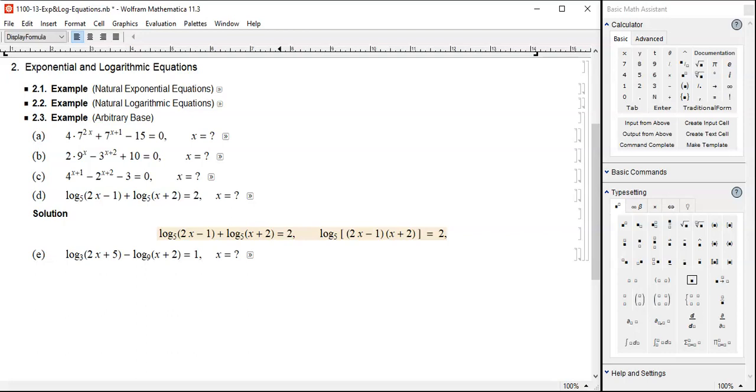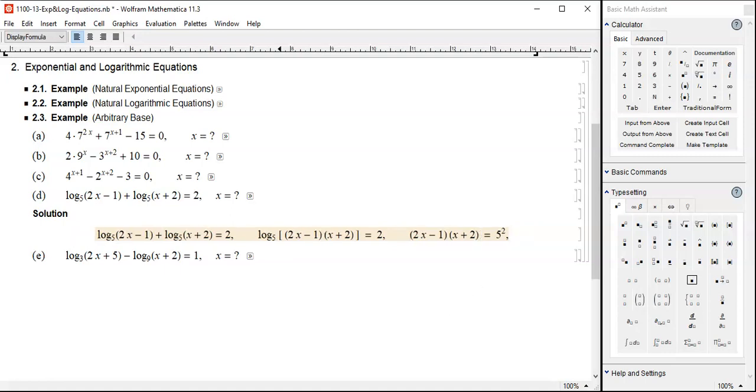We can remove this logarithm by taking the appropriate power. And what is that appropriate power? When we had ln, we took e to whatever power, but the base is 5, so we have 5 to whatever power. So 5 to this log base 5 of (2x minus 1)(x plus 2) is equal to 5 to the second power. And this exponential and logarithm cancel each other out. That's the design. They're inverse functions of each other. So they just go out.